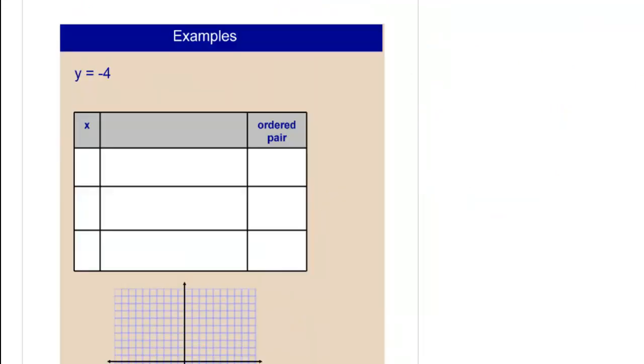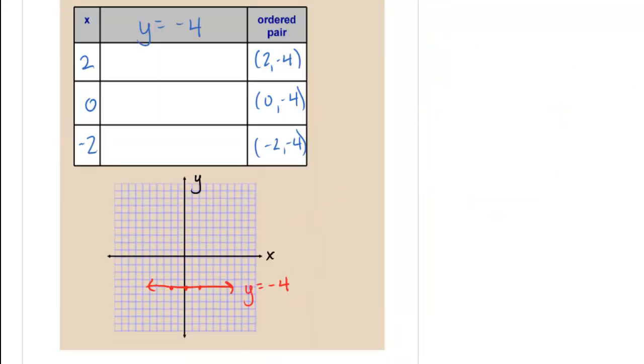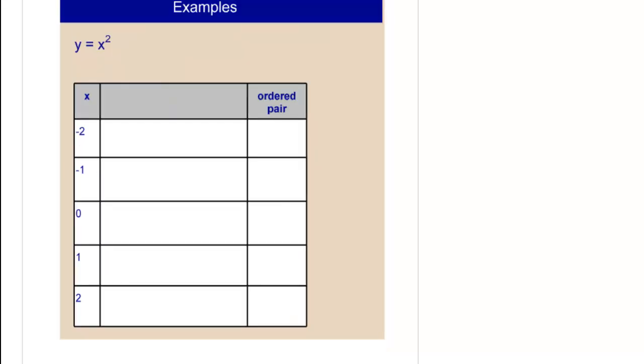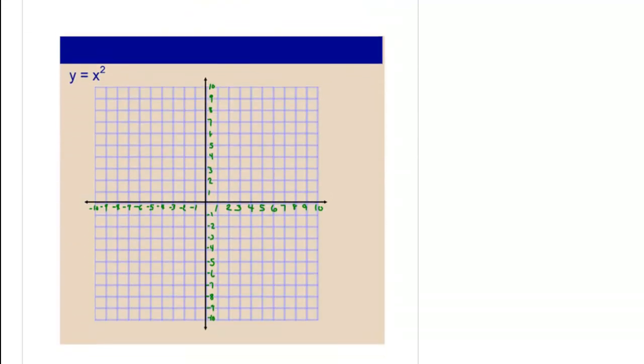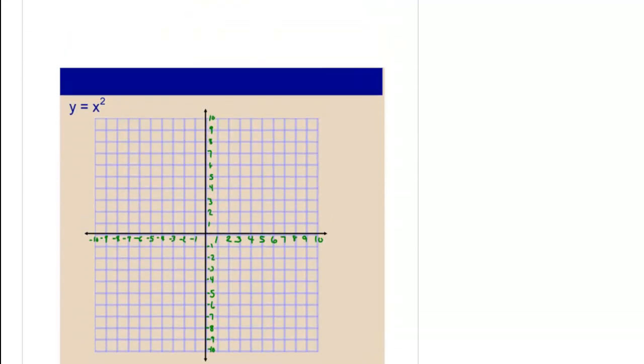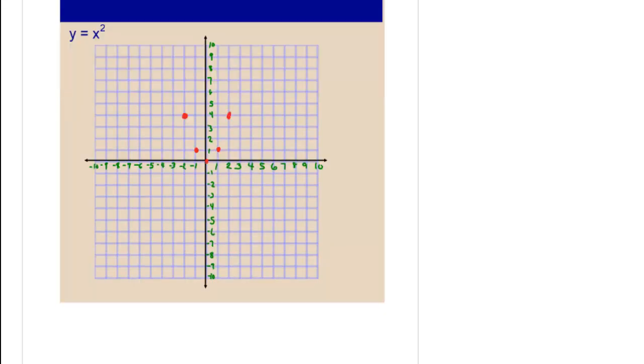So try this example. You could pick whichever ordered pairs you wanted, whichever x values. Y should always be -4, so you have a horizontal line that crosses the y-axis at -4. Use the following 5 x values and come up with 5 ordered pairs. And then go down to the next page and graph those 5 ordered pairs and draw a line to see what kind of graph you end up. This is what your graph should look like before you connect the dots.